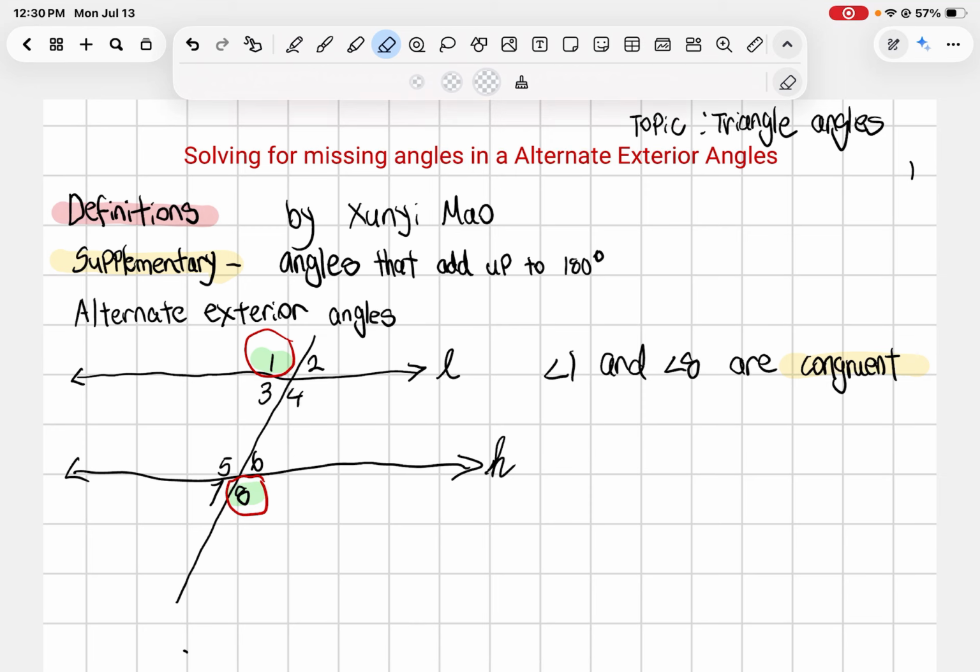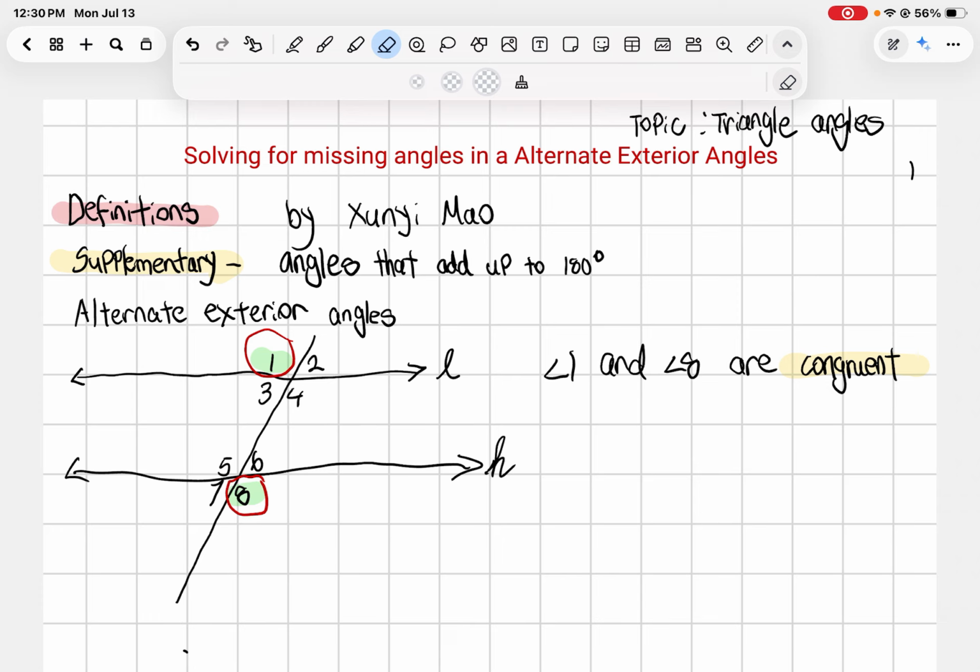Hey guys, for today's topic, I'll be covering triangle angles, specifically how to solve for missing angles in the alternate exterior angle triangle. First, let's go over some definitions we'll use during this lesson. When angles are supplementary, that means the angles add up to exactly 180 degrees, and if it's an alternate exterior angle, the angles look like this on a graph for you guys to visualize.